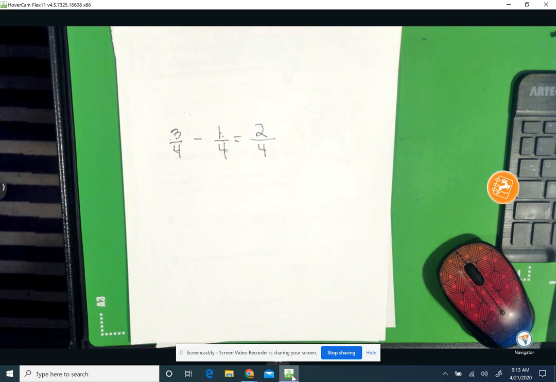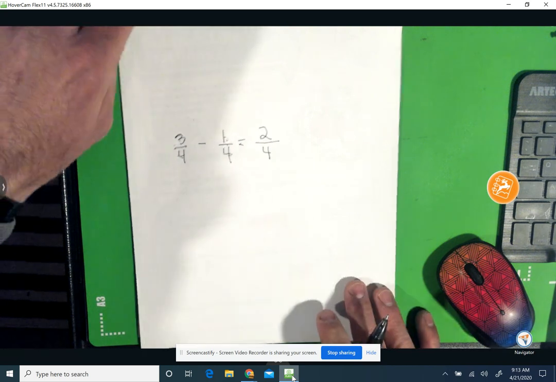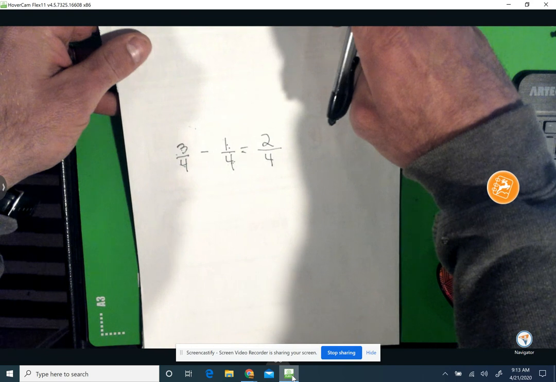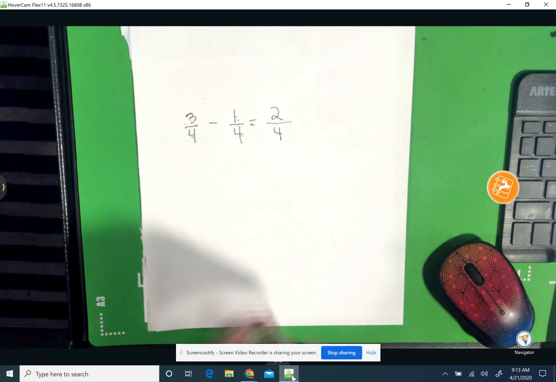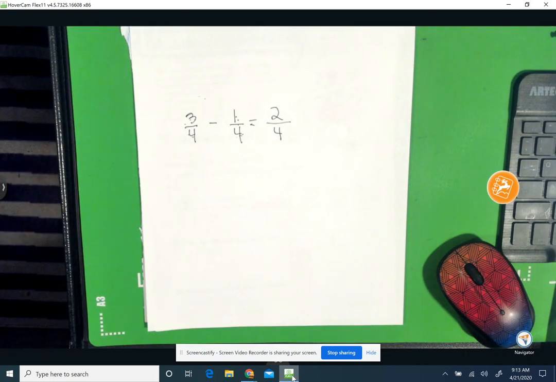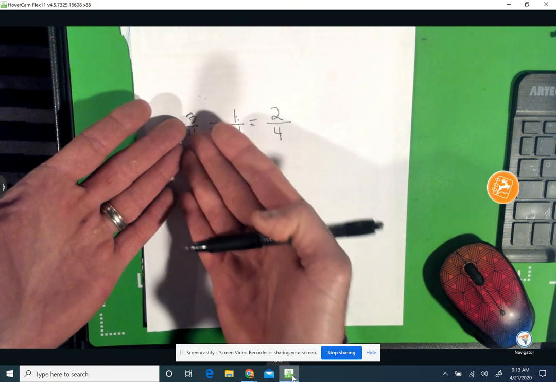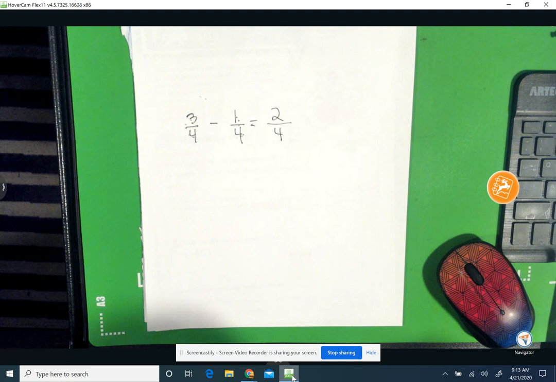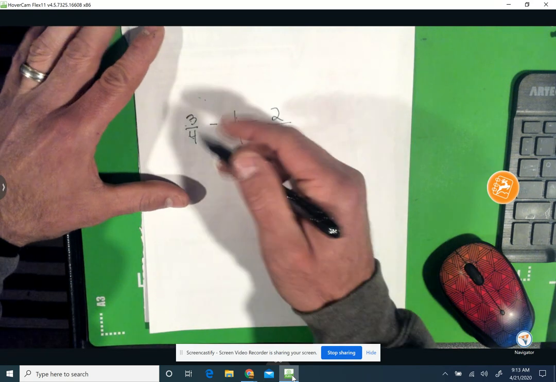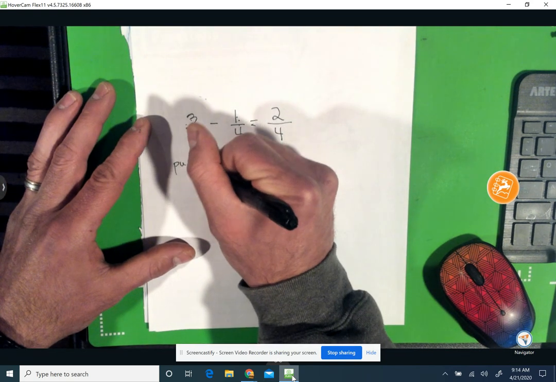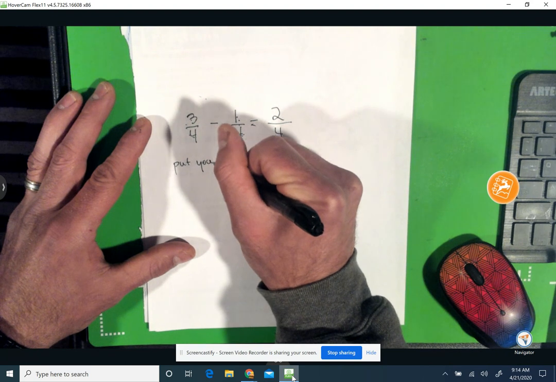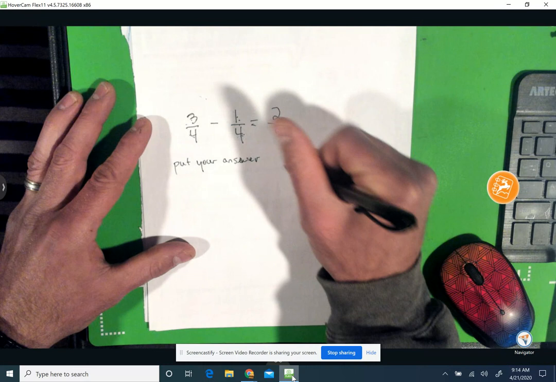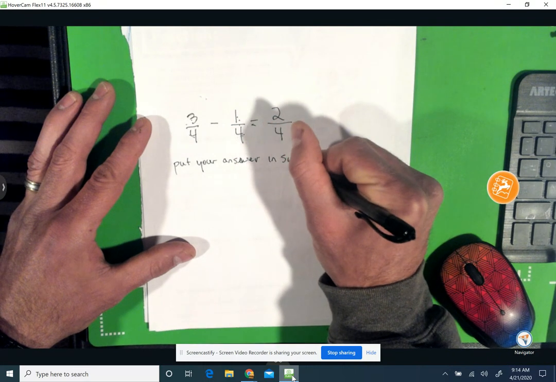Now, that's the easy part of this lesson, right? Remembering to simply, well, with adding fractions, you add the numerators, and here with subtracting fractions, we are going to take away from the numerators. We're going to take away 1 from 3, and we end up with 2/4. The difficult part is the direction to put your answer in simplest form.